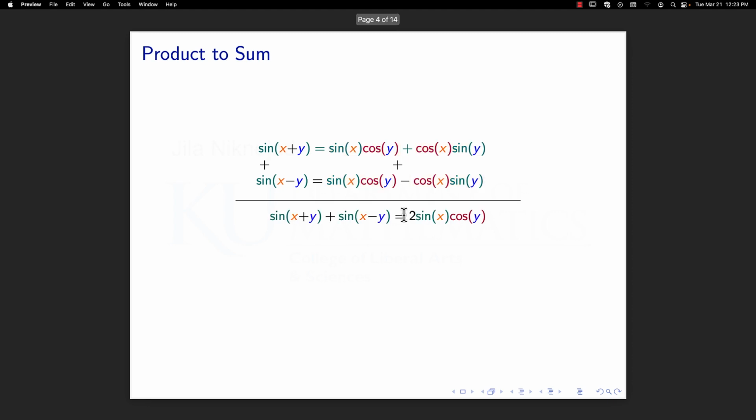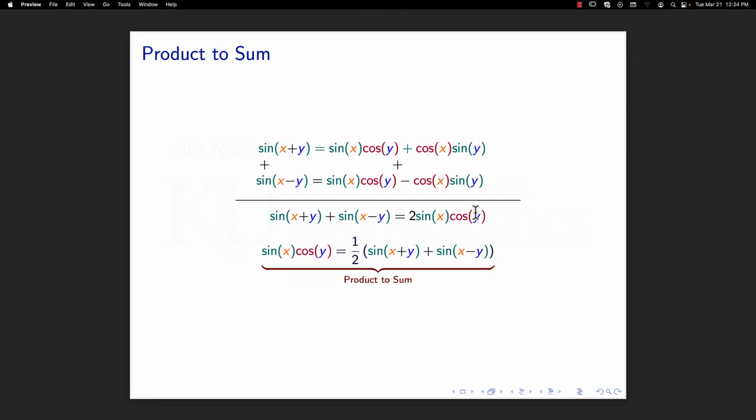Here we arrive at sine of x plus y plus sine of x minus y from the two left-hand sides is equal to 2 sine of x cosine of y. From here, if I solve for sine of x cosine of y, we get the first product to sum identity. Sine of x cosine of y is equal to 1/2 of sine of x plus y plus sine of x minus y.